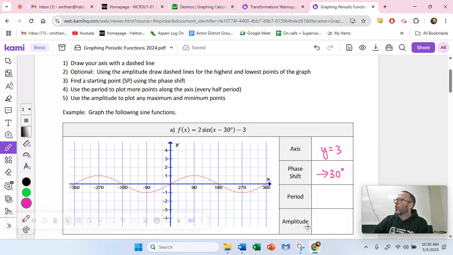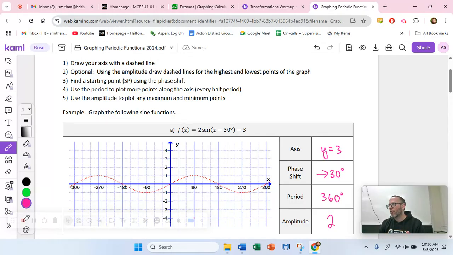Is the period changing? Let me ask you guys. Is the period changing here? We multiplying x by anything? No. The period there, therefore, is still just 360 degrees. Our amplitude, we look at the number in front, is 2. We have all those properties from our work from Friday.